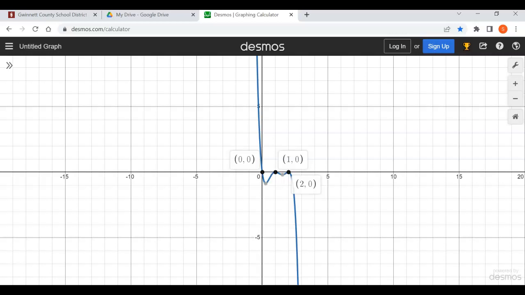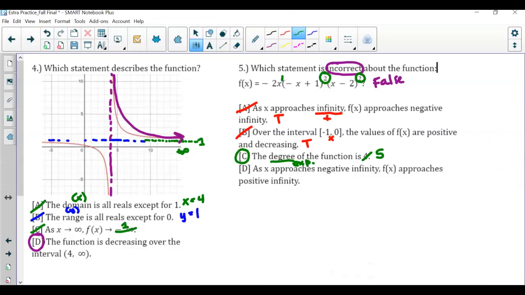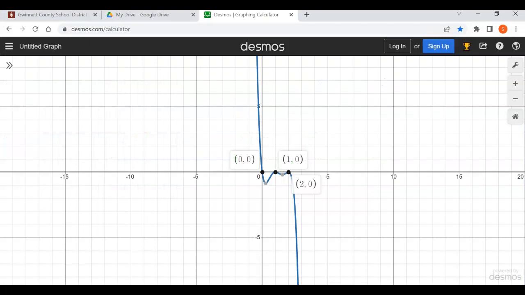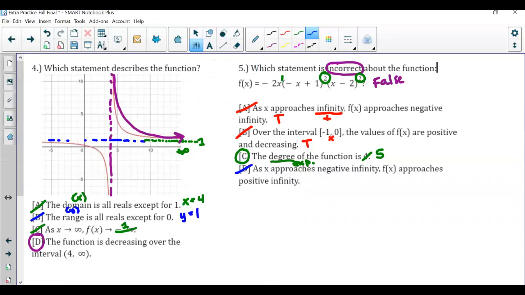Also notice how the ends are going opposite directions, which makes this an odd function, not an even function. So that's another reason why I can tell that this is not 4, but it has to be odd, making it 5. Let's just check to make sure that D is also true. As x approaches negative infinity, as we're going to the left, what is f of x approaching? So as we're going to the left, the graph is going up to positive infinity, which is true.